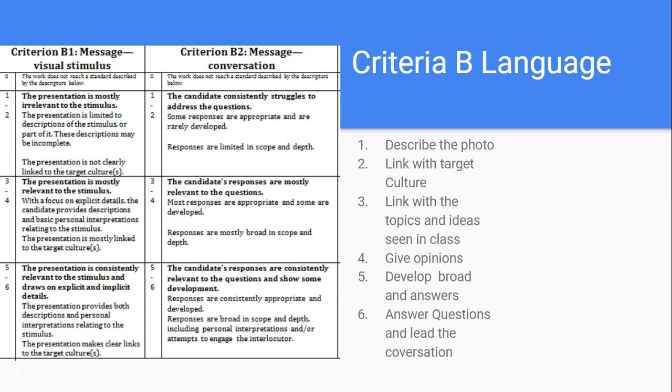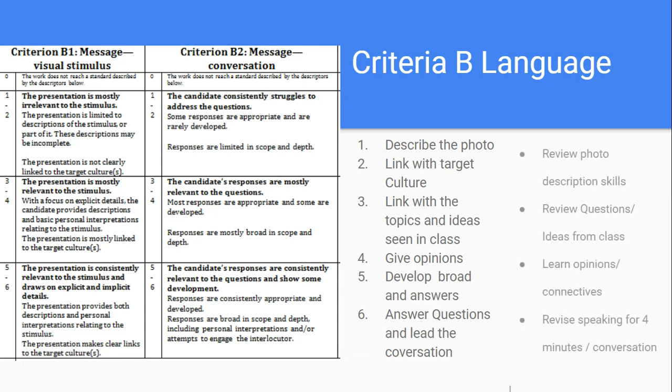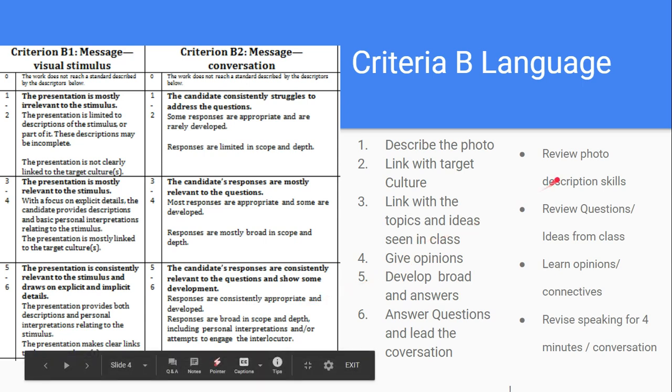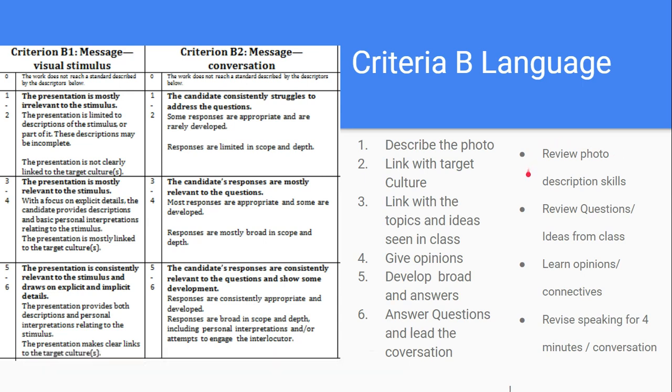The teacher is not there to guide you. They are there to help you, essentially, but they are not there to lead. Yeah, and you'll see that as soon as you take that lead, then things will follow. Those are my pieces of advice of what you could do in order to become proficient with your photo. So review photo description skills.